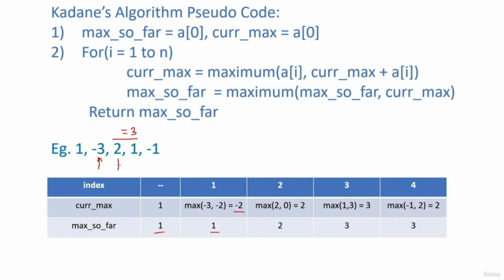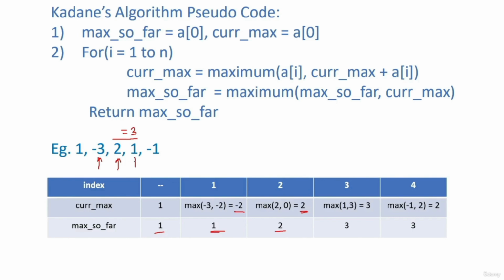Similarly, in the next iteration, we are at index 2 and the element is also 2. We are comparing 2 with 0, which is -2 plus 2, and we get the maximum element 2. And to find max so far, we are comparing this 1 and 2, and we get 2 as the maximum element.